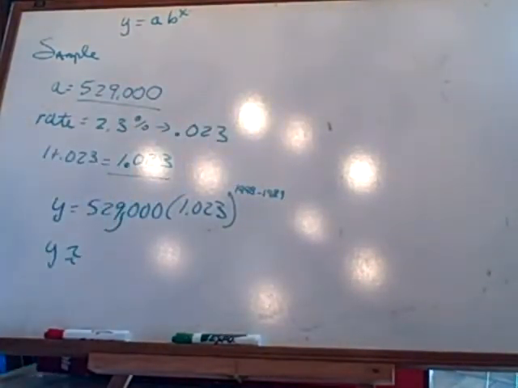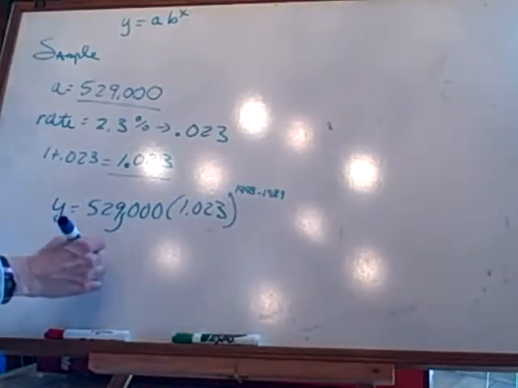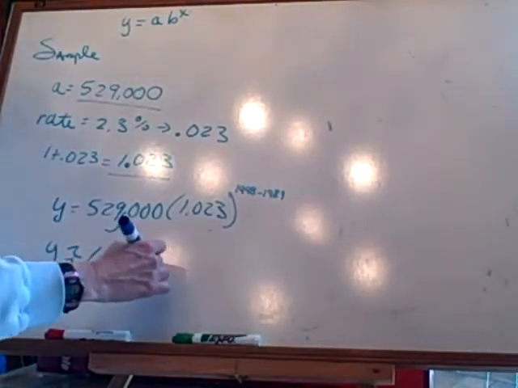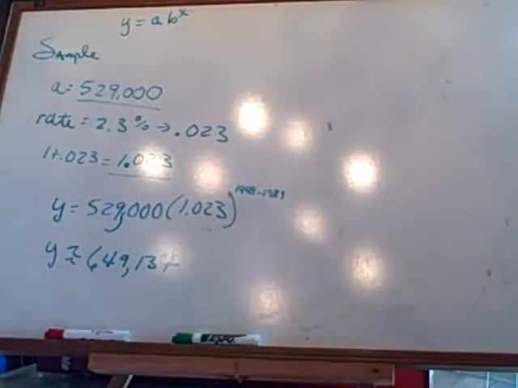So let's plug in 529000, and then put your base in parentheses. Then you use your caret to raise it to whatever power. In this case, you could type in the subtraction, or you could just put 9. And you're going to get Y is approximately 649,137. Is that okay? How are you doing with that, Katie? Good. All right, so that's going to be part A.